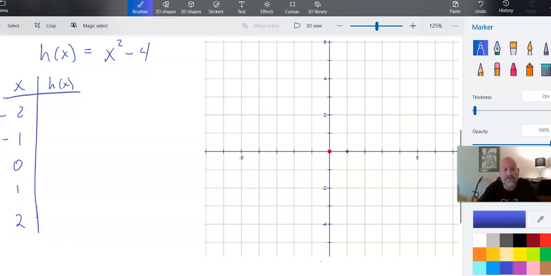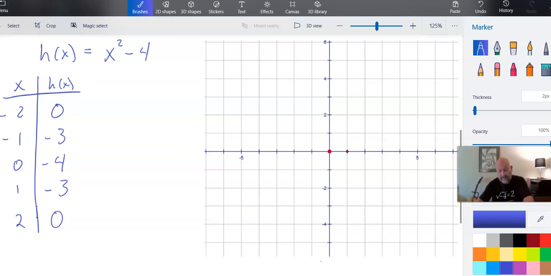Now, if I plug in -2 and square it, that gives me 4. 4 minus 4 is 0. If I plug in -1 and square it, that gives me 1 minus 4 is -3. If I plug in 0, well, 0 kills everybody, right? So I'm left with -4. That's it. And if I plug in 1, 1 squared is 1, minus 4 is -3. And then if I plug in 2, I end up with 4 minus 4, which is 0 again.